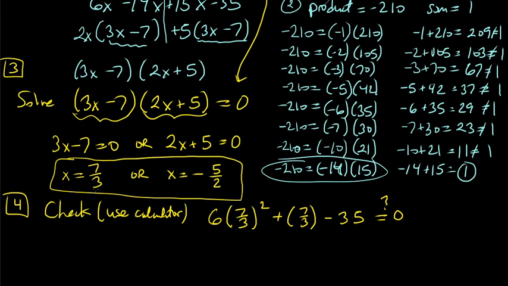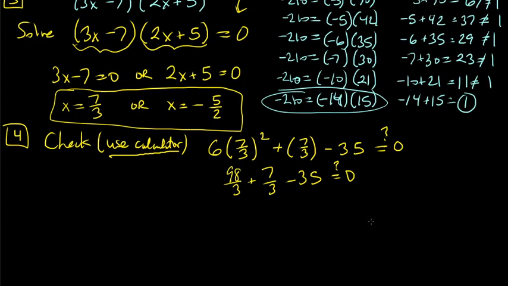So this is why I recommend using your calculator to check at this point. But if you're going to do it by hand, let's see. So you're going to get 49 times 2/3. So 49 times 2 is 98. So 98 over 3 plus 7 over 3 minus 35.